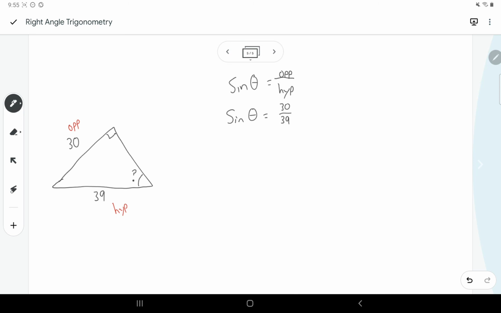Okay, so right away, we know that we can do 30 divided by 39. That's simple enough to do, so why don't we just solve that first? So sine of theta equals 30 divided by 39 equals roughly 0.7692. So now we're left with a dilemma. We've got theta, but we've got sine of theta. So we need to get rid of this sine. So just like we get rid of things like multiplying and dividing, to get rid of it, we need to do its opposite. It turns out that the opposite of sine, the reverse of sine, is the inverse of sine.